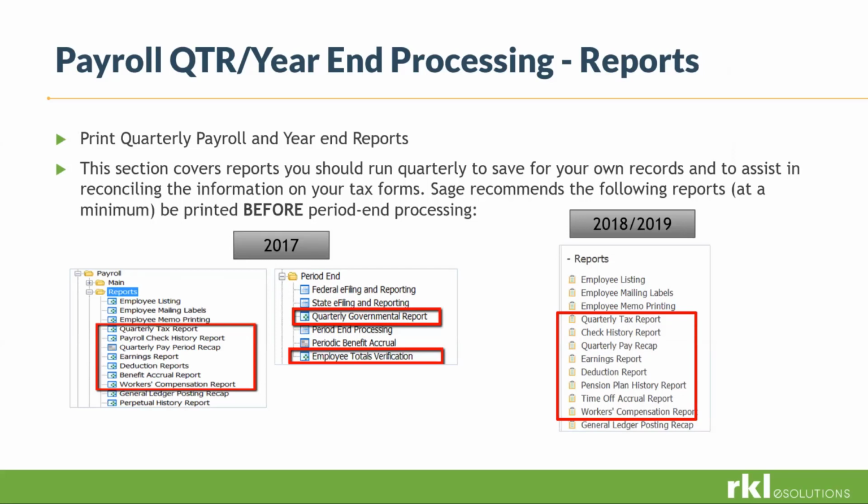So for quarter and year-end processing, the reports that are recommended are shown here, circled in red. Some of them are from the payroll reports menu, and some of them are from period end. This is if you're on 2017. If you're on 2018, they are all on the reports menu. Your quarterly governmental report will be processed in Atrix.